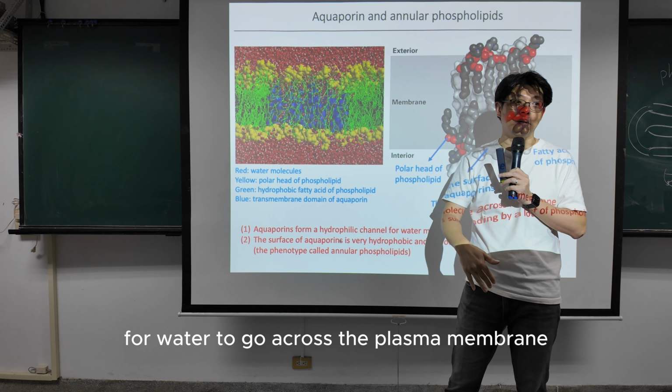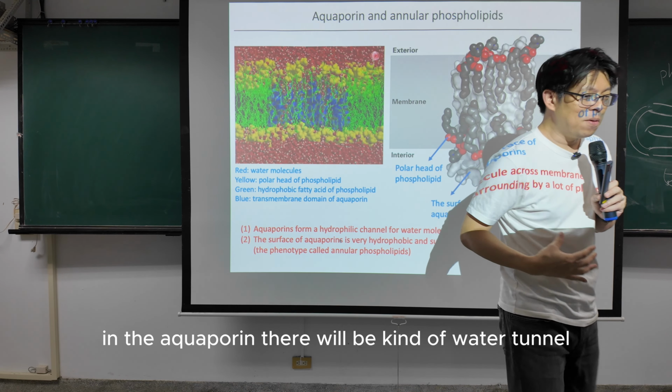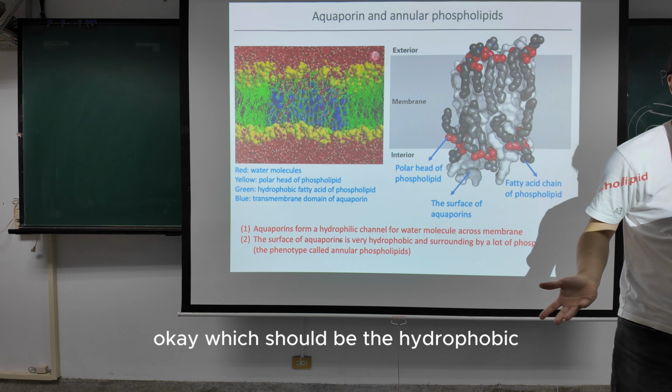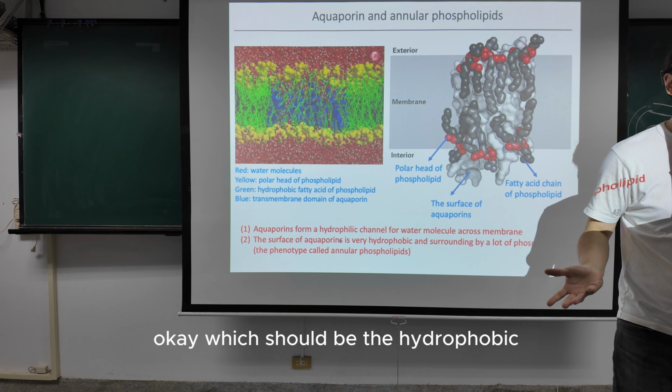The blue one will be the alpha helix of the aquaporin. Inside the aquaporin, it will be kind of a water tunnel, which should be hydrophilic. The water will go through that water tunnel or channel across the membrane, okay?